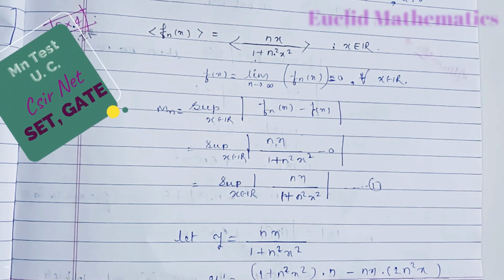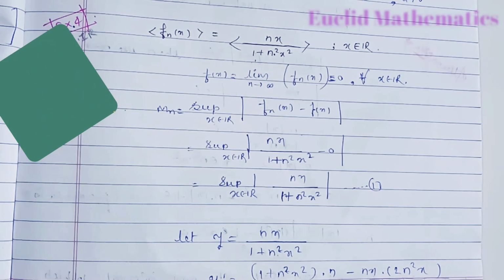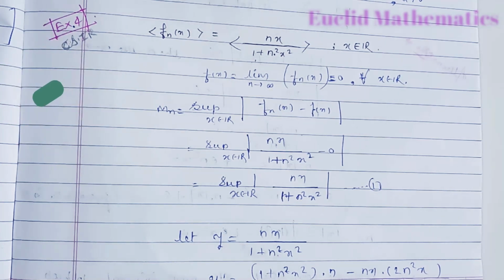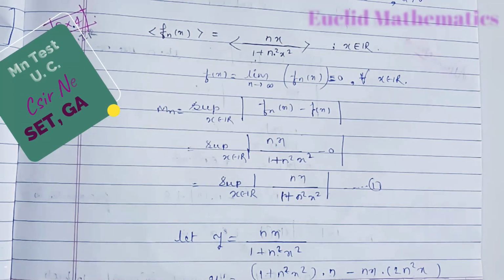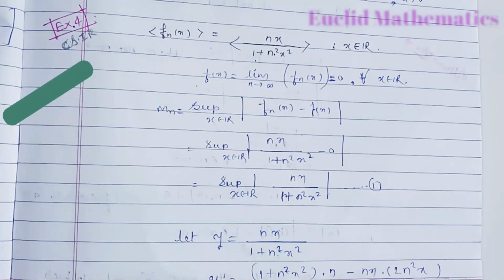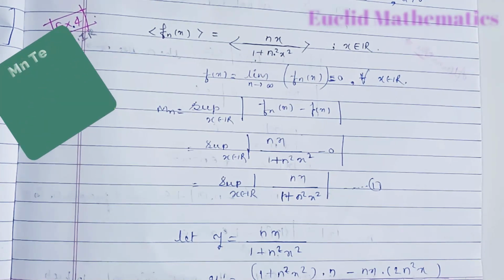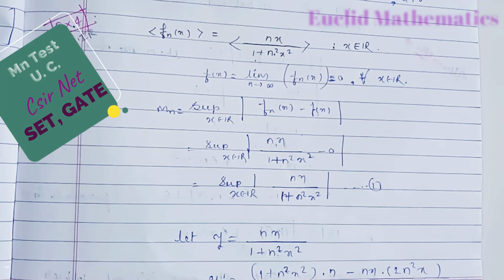Today we are going to continue questions from the Mn test. In our previous lecture, we started the necessary and sufficient condition to check whether a sequence of functions is uniformly convergent or not. In today's lecture we are going to solve more examples on the Mn test, which is more important for competitive exams like GATE, NET, SET or multiple-type exams. It is an important topic from real analysis.